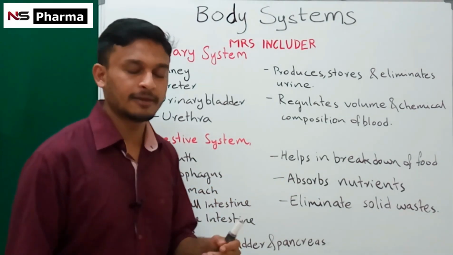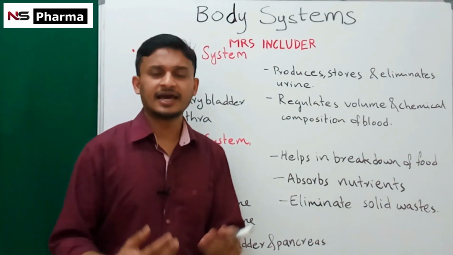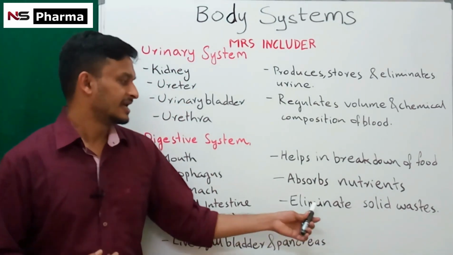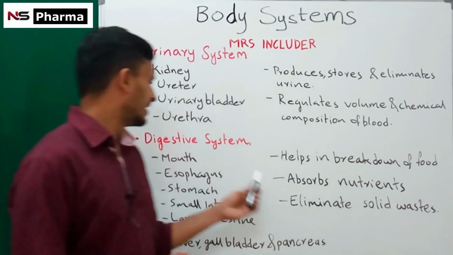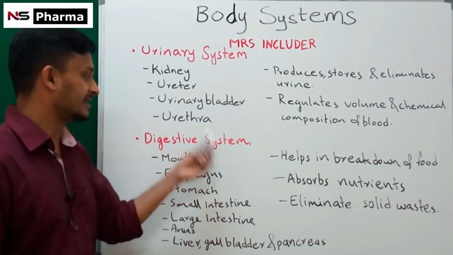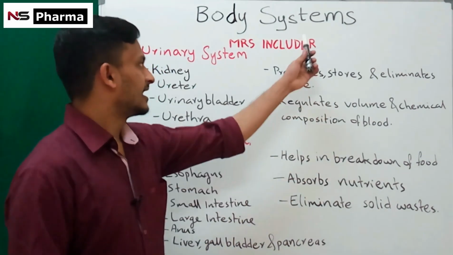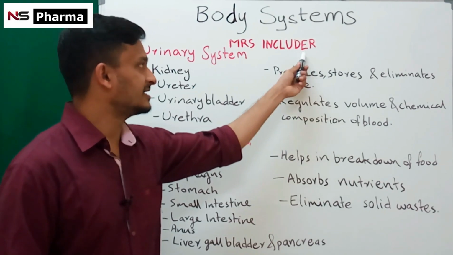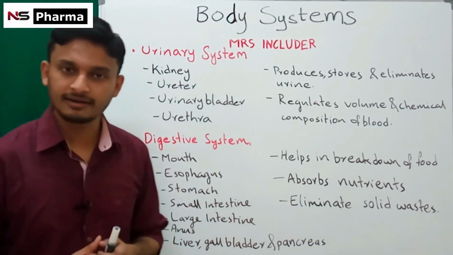One is helps in the breakdown of the food. Next one, absorbs nutrients. And the last and third one is eliminates solid waste. These are the different functions of the digestive system. Okay, now remaining are the reproductive system and endocrine system. These two are remaining.